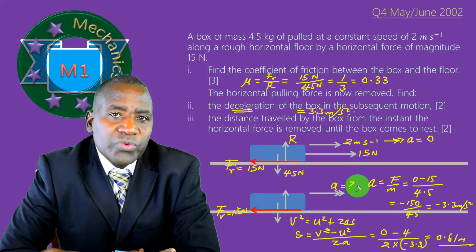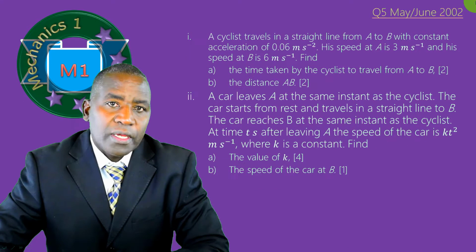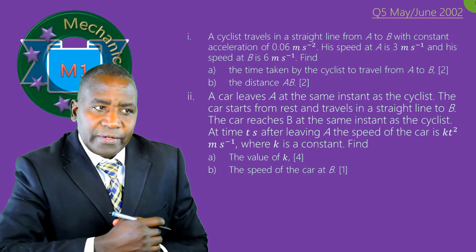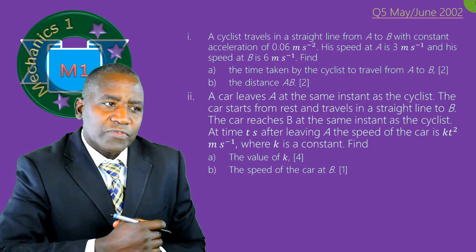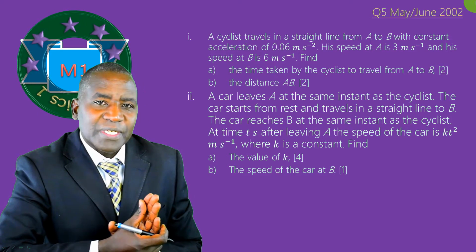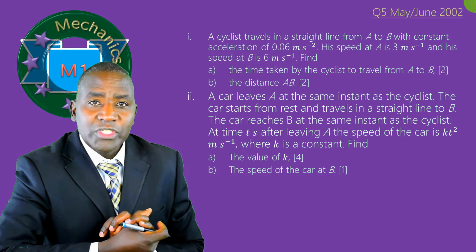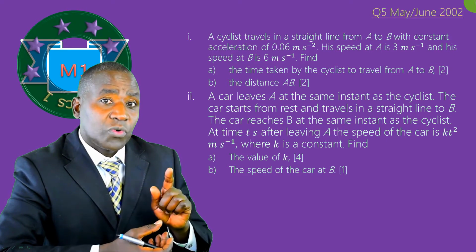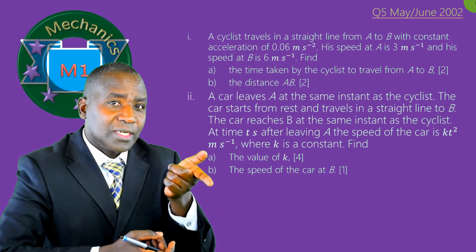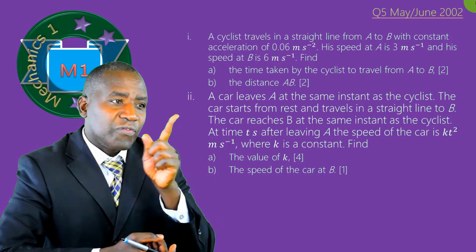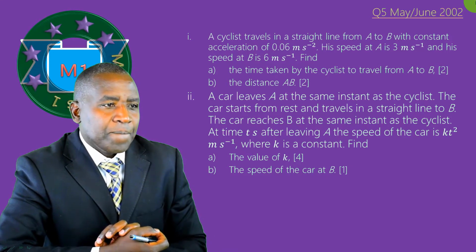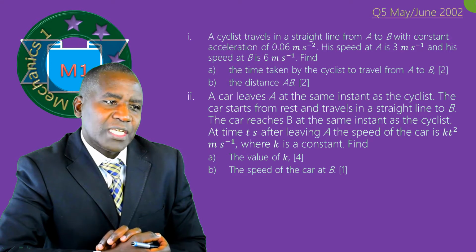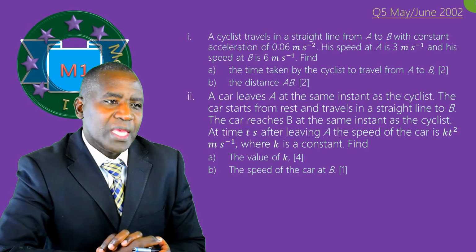Now let's look at the next question, which is question 5. As usual, let's read the question together. A cyclist travels in a straight line from A to B with a constant acceleration of 0.06 meters per second squared. Constant acceleration? The resultant force is constant. And first of all, there must be a resultant force for there to be an acceleration. And it must be constant by virtue of the fact that the acceleration is constant. His speed at A is 3 meters per second and his speed at B is 6 meters per second. Find the time taken by the cyclist to travel from A to B.